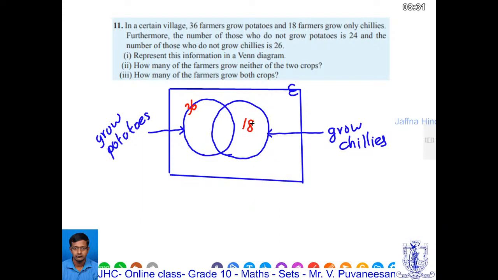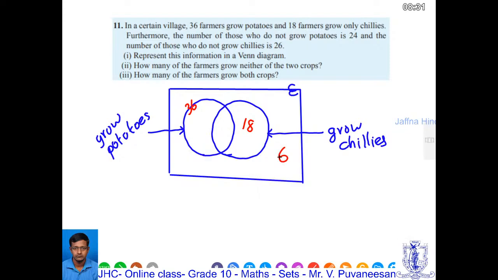Furthermore, the number of those who do not grow potatoes is 24. Outside potato is 24. There are two regions outside potato, this one and this. Already we know this is 18. So this is 24 minus 18. How much? 24 minus 18, 6. Okay.